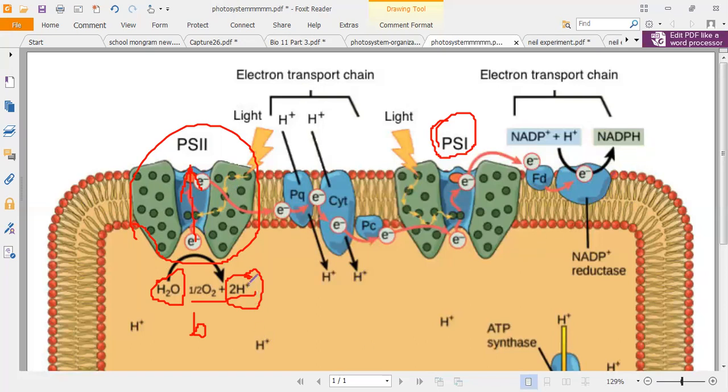This electron moves outward and inward, and then it is changed into ATP. We will see that next, in chemiosmosis. And this proton also helps to reduce NADP plus H into the NADPH form, which is used in the dark reaction.